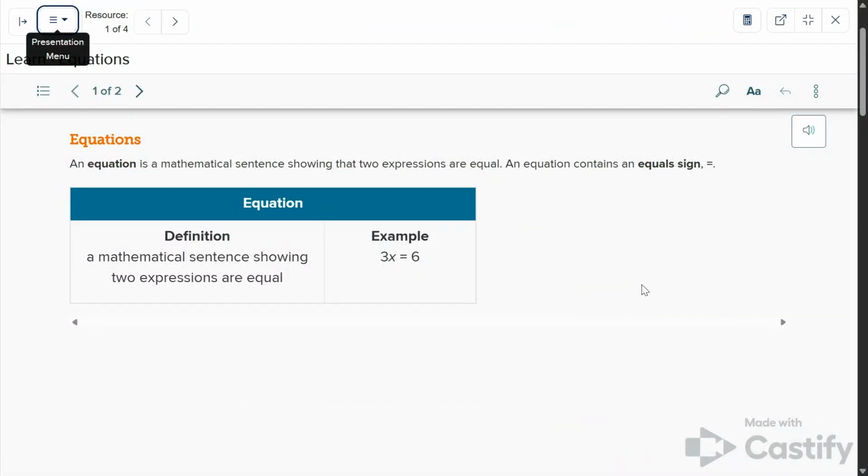This is lesson 6-1. I forget the title. Using substitution to solve equations or something like that. Oh, what is this? Go away. Okay, cool. Anyway, here we are.